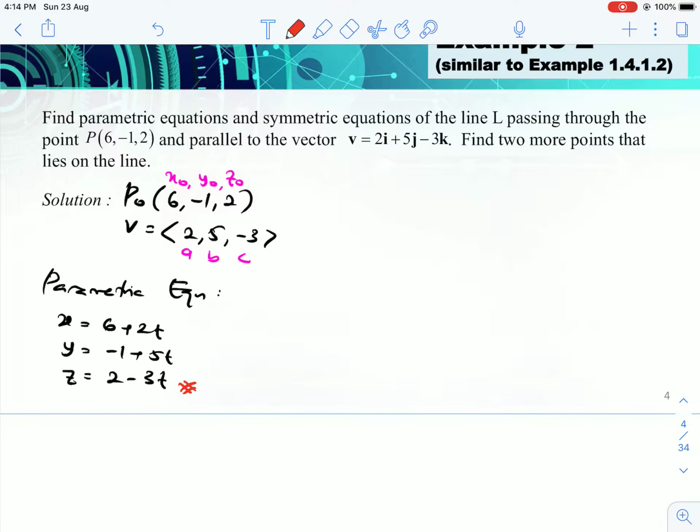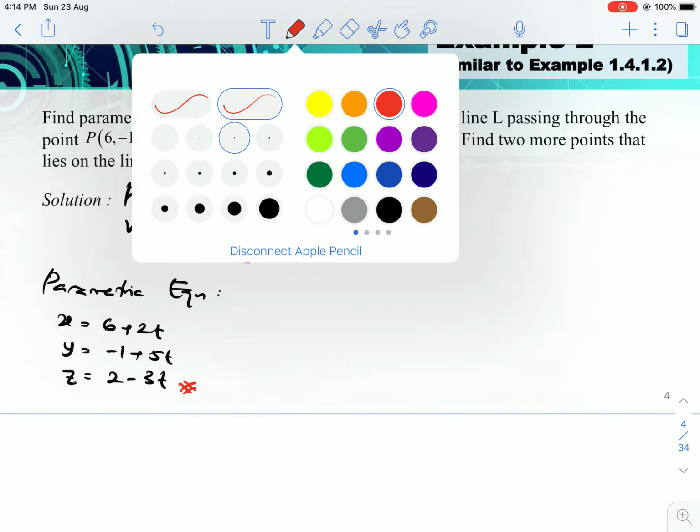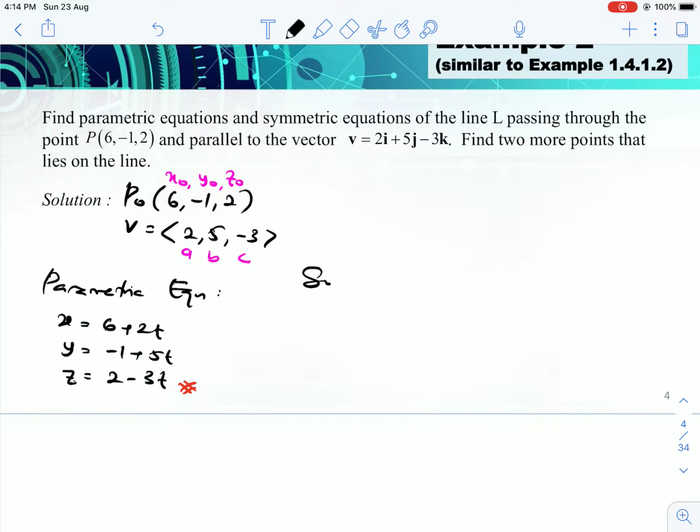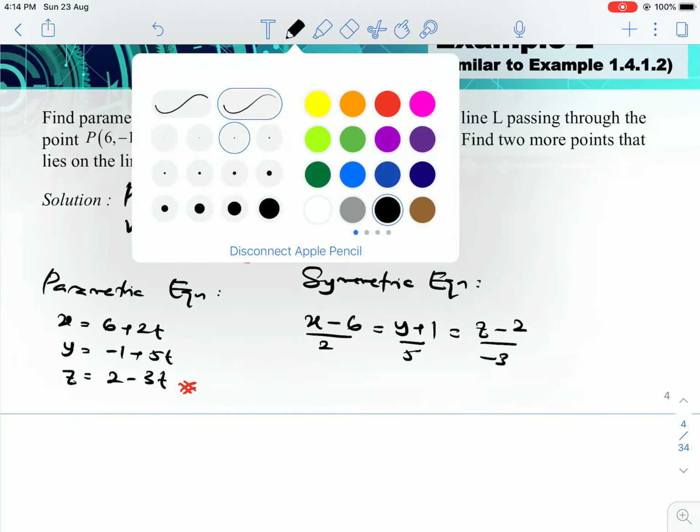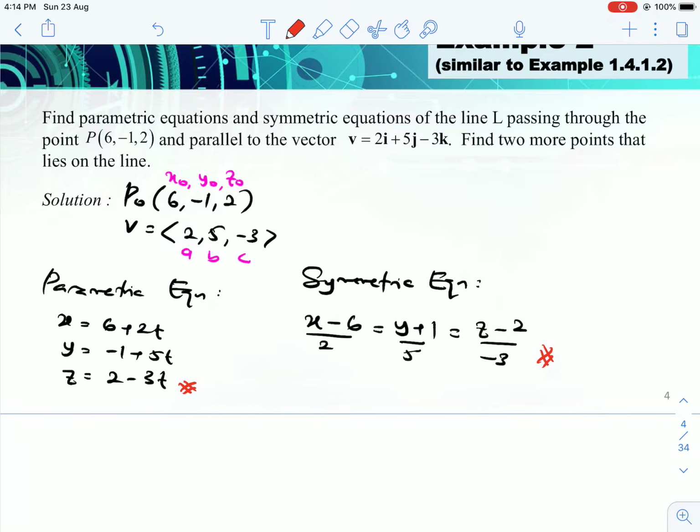Next we need to find the symmetric equations of line. As I explained in the first slide, symmetric equations are derived from the parametric equations, right? So we just find the equation for t. So now we will have x minus 6 over 2 equals to y plus 1 over 5 equals to z minus 2 over negative 3. That's the answer for symmetric equations of line.